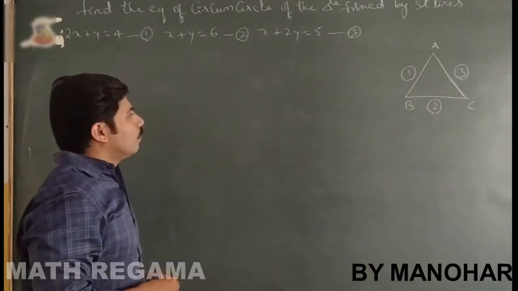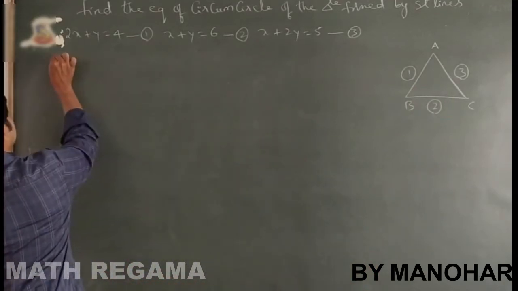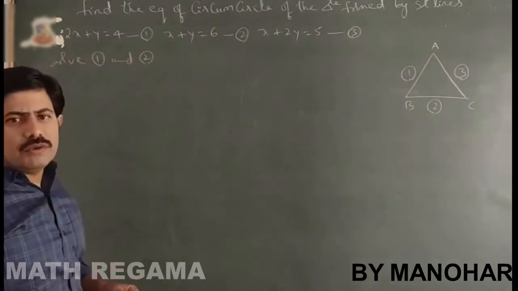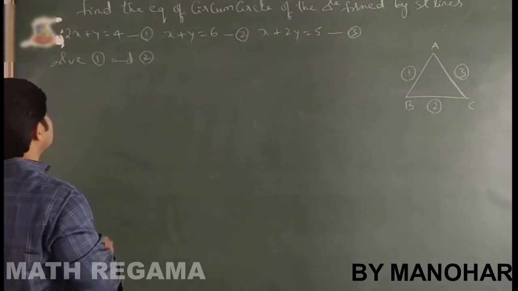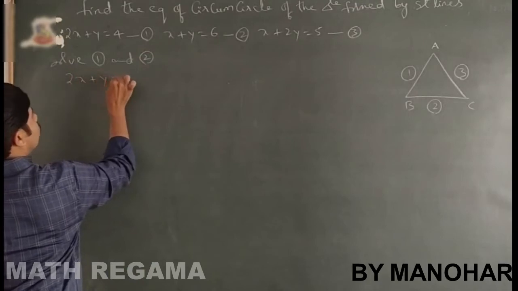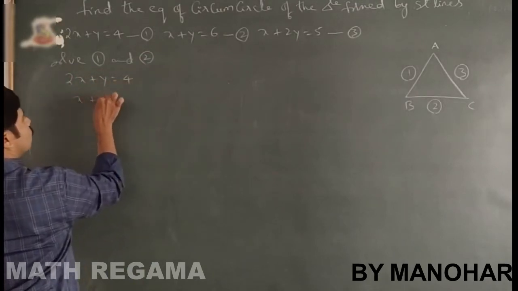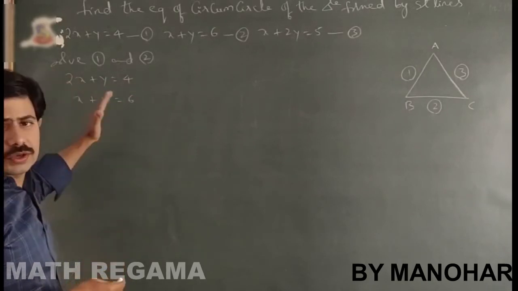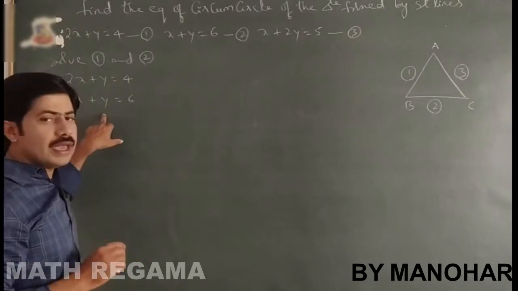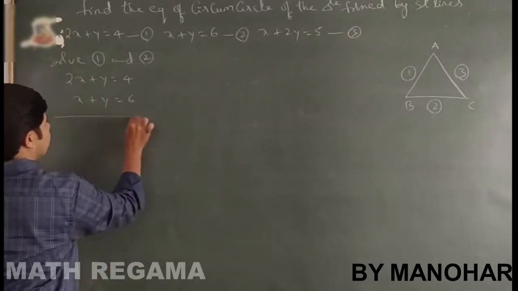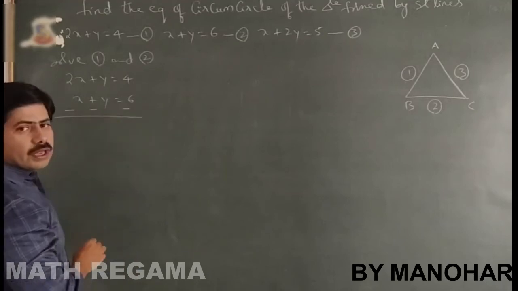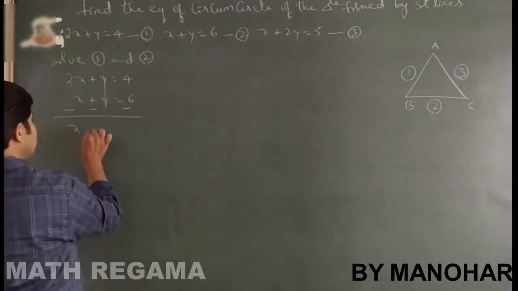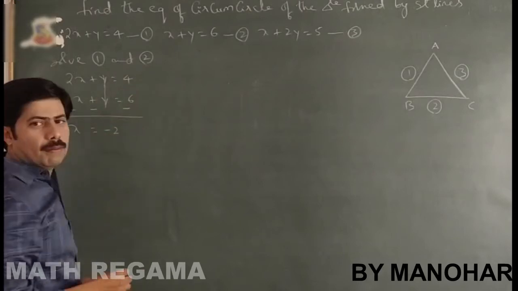First we solve 1 and 2. We are solving the two equations by elimination method. So 2x plus y is equal to 4, x plus y is equal to 6. I am solving to eliminate any one of the variables, either x or y. Clearly y can be eliminated by subtracting. So 2x minus x is x, y minus y cancels, is equal to 4 minus 6 is minus 2.